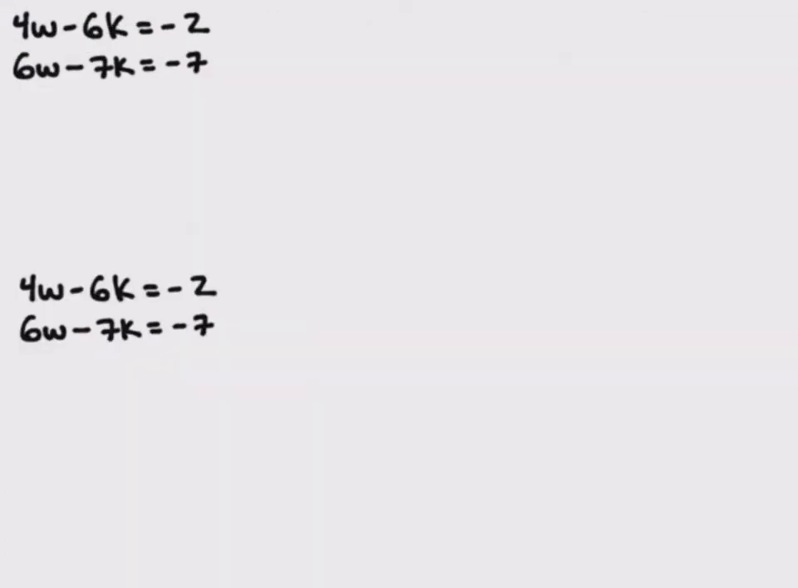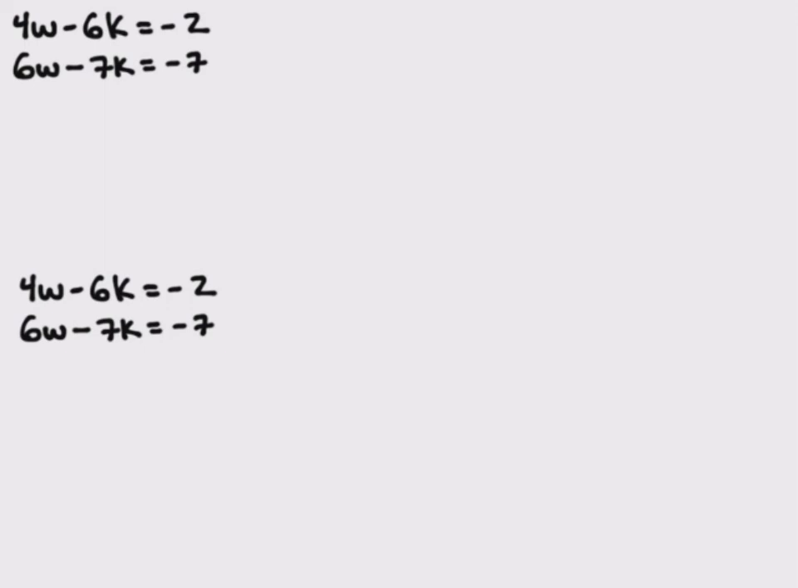All right, it's about time that we get some practice. So why don't you try solving the system of equations 4w minus 6k equals negative 2, and 6w minus 7k equals negative 7. Now there are tons of different ways to go about this. You could try to eliminate the w's, you could try to eliminate the k's.